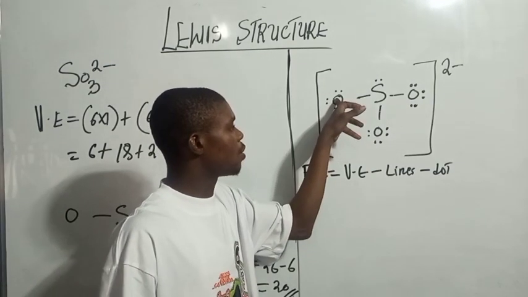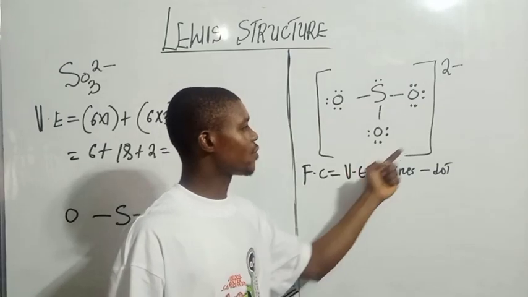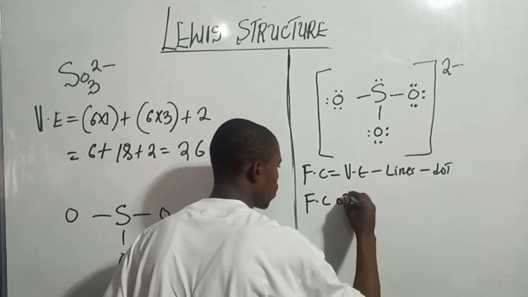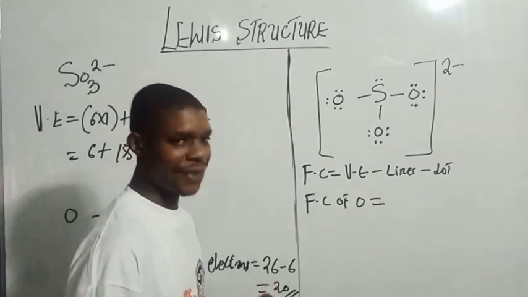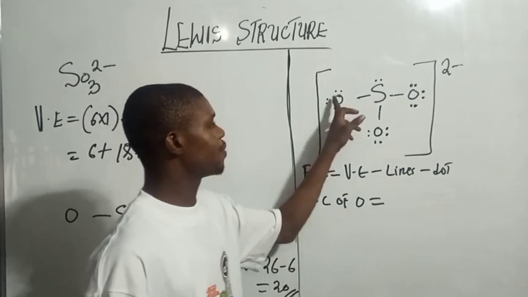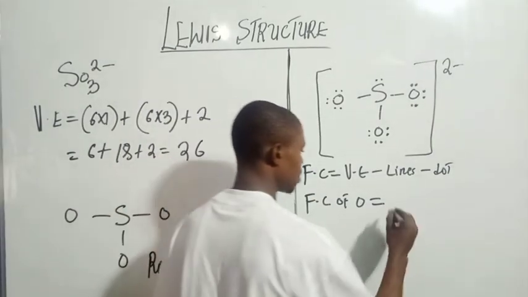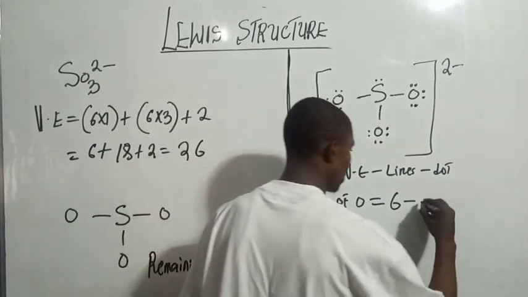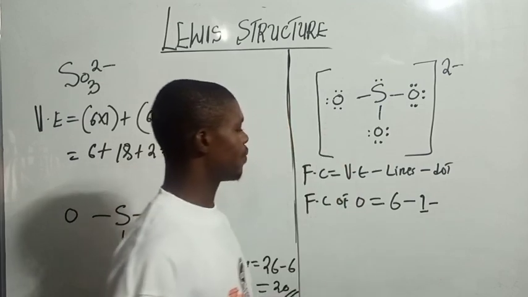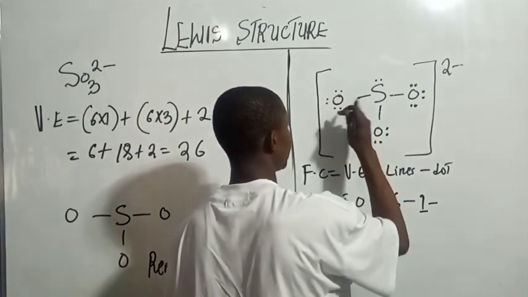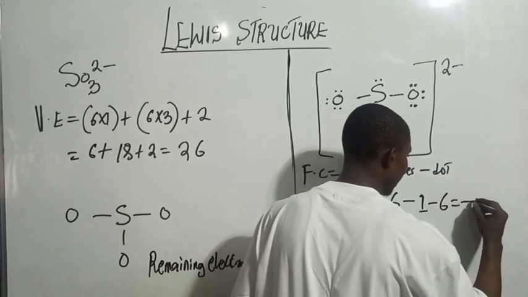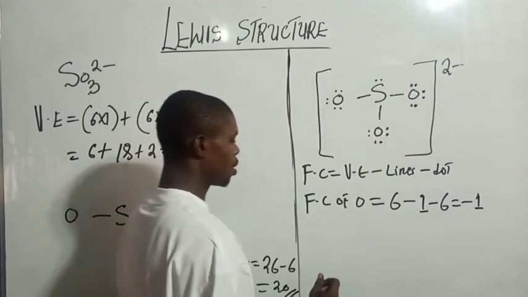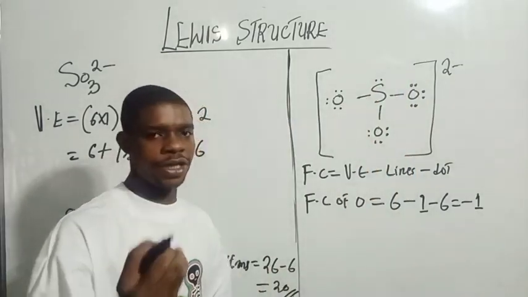So if I should calculate the formal charge of oxygen here, it's very easy. The valence electron of oxygen is 6, minus how many lines do you have here? Here I have one line, which is 1. How many dots do you have here? Here we have 6 dots, 1, 2, 3, 4, 5, 6, which are the electrons. 6 minus 1 minus 6 gives minus 1. So the formal charge is going to be minus 1.